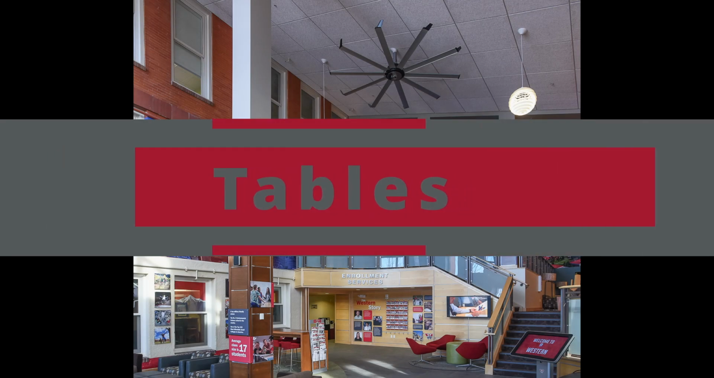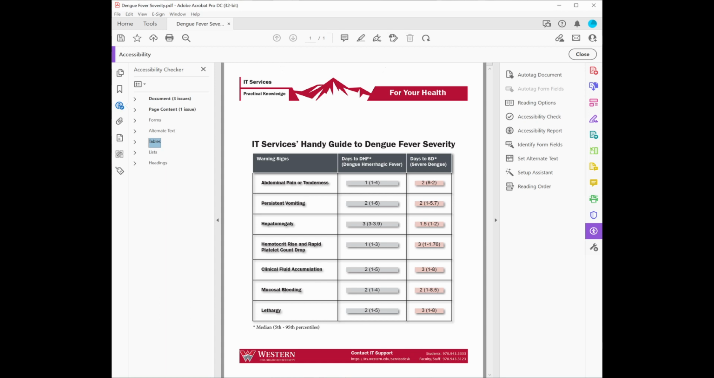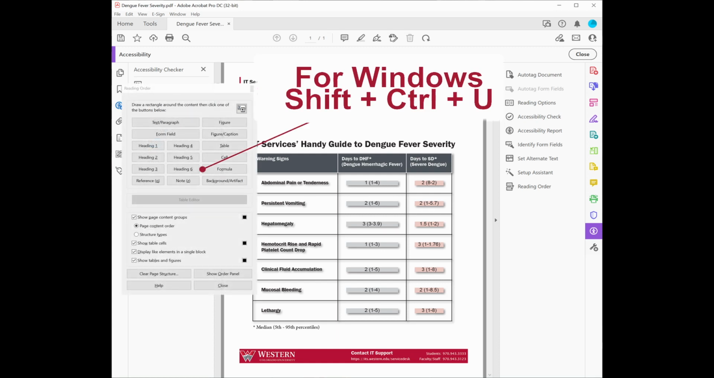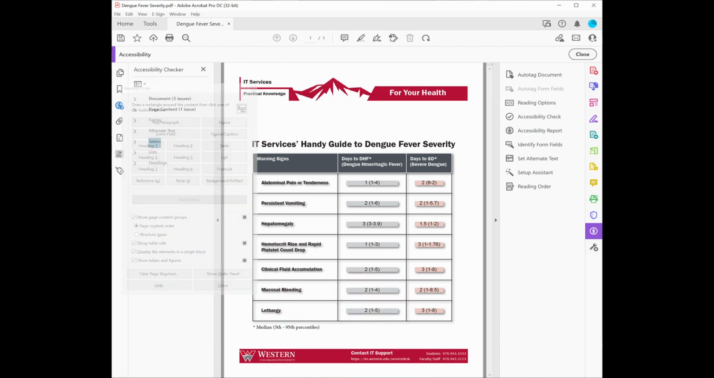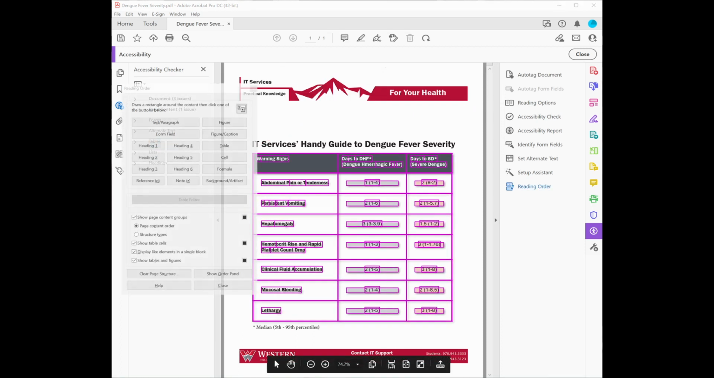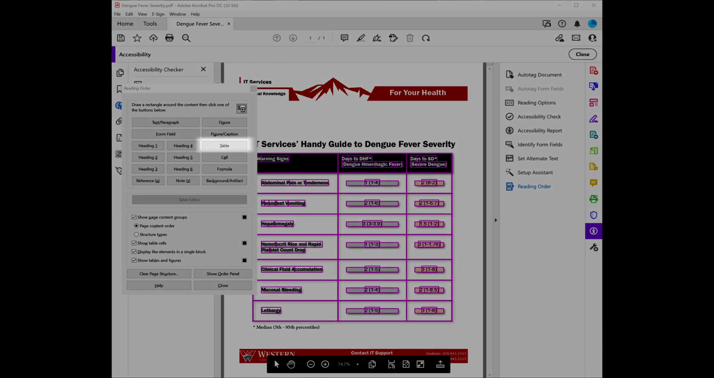Tables. Tables are generally pretty simple to tag. First, navigate to the table in your document, and then open the Touch-Up Reading Order tool with Shift plus Control plus U for Windows, or Shift plus Command plus U for Macs. Now draw a rectangle around the table, and you should get the option on the Touch-Up Reading Order tool to tag the table as a table.